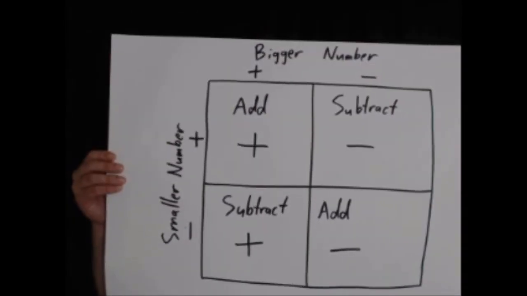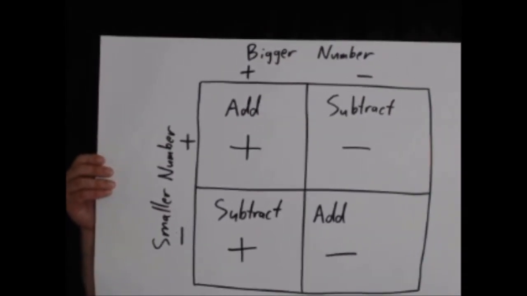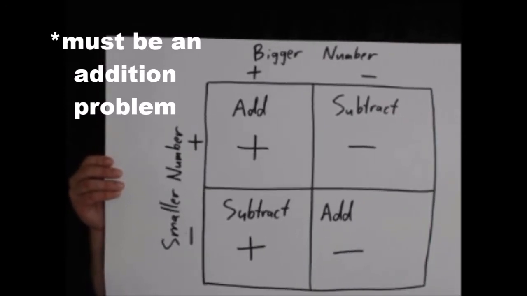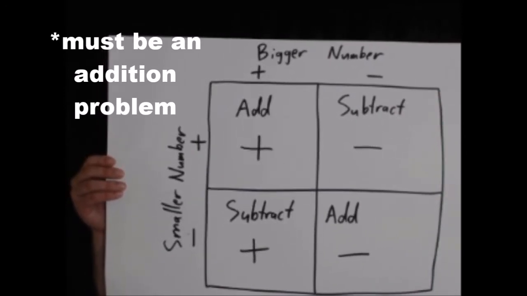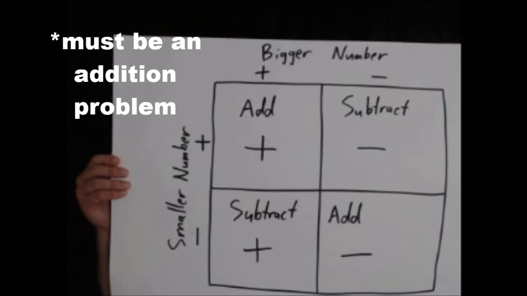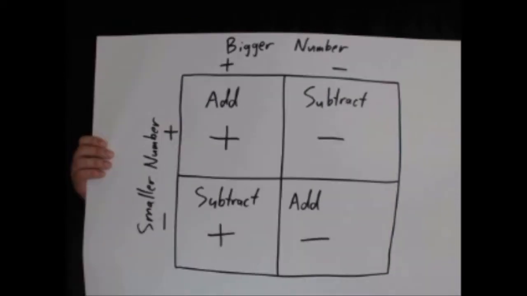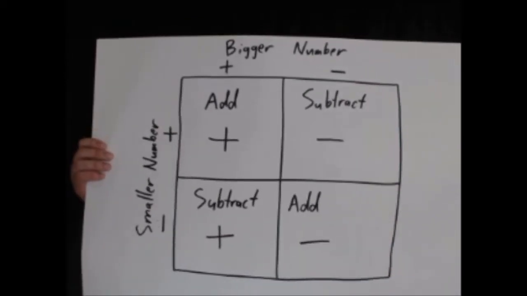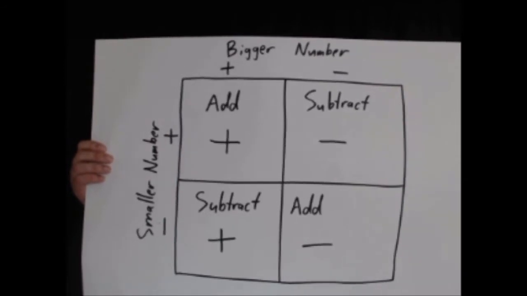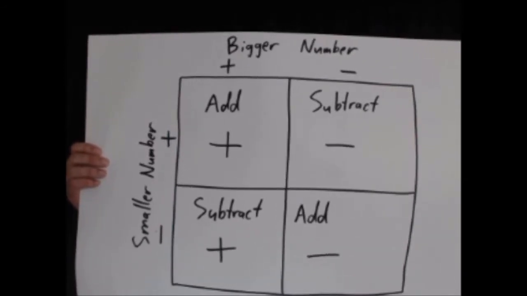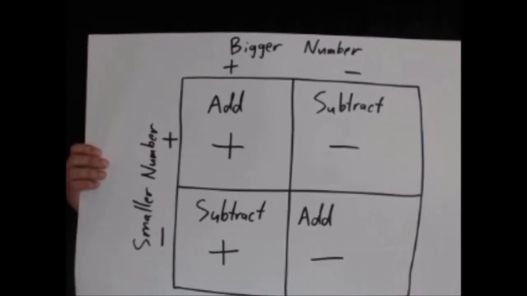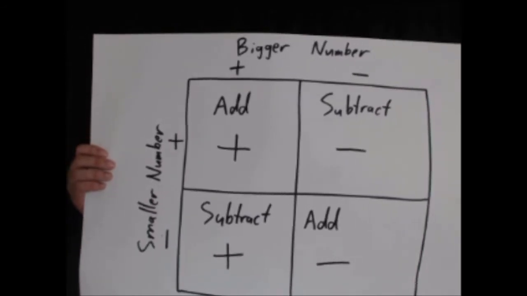Now keep in mind that before you do this, you have to make sure you have an addition problem. So if you have subtraction, then you have to change that to addition by swapping the sign of your second number. Along the top of the chart, we have the possibilities for your bigger number being positive or negative, and along the side of the chart, we have the possibilities for the smaller number to be positive or negative. So let's look at each case.